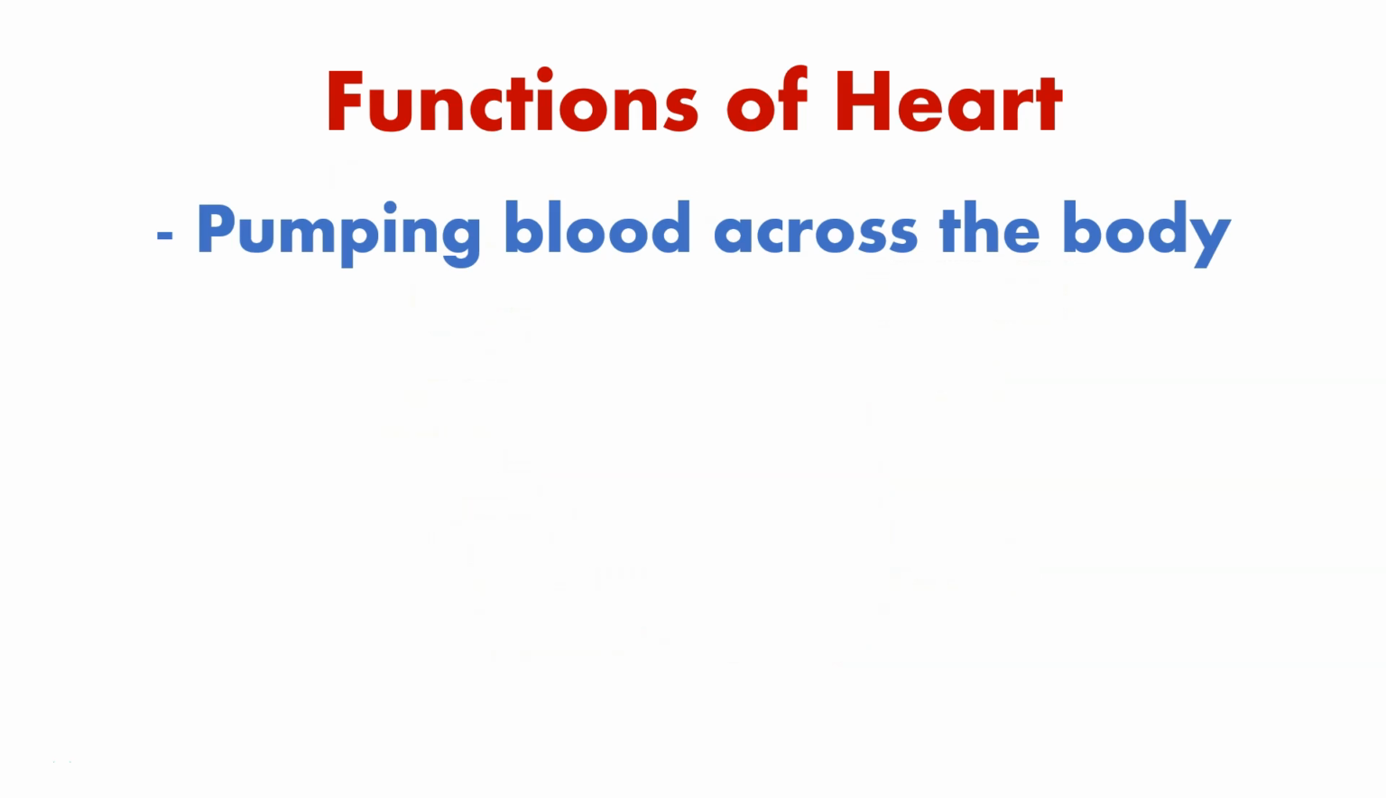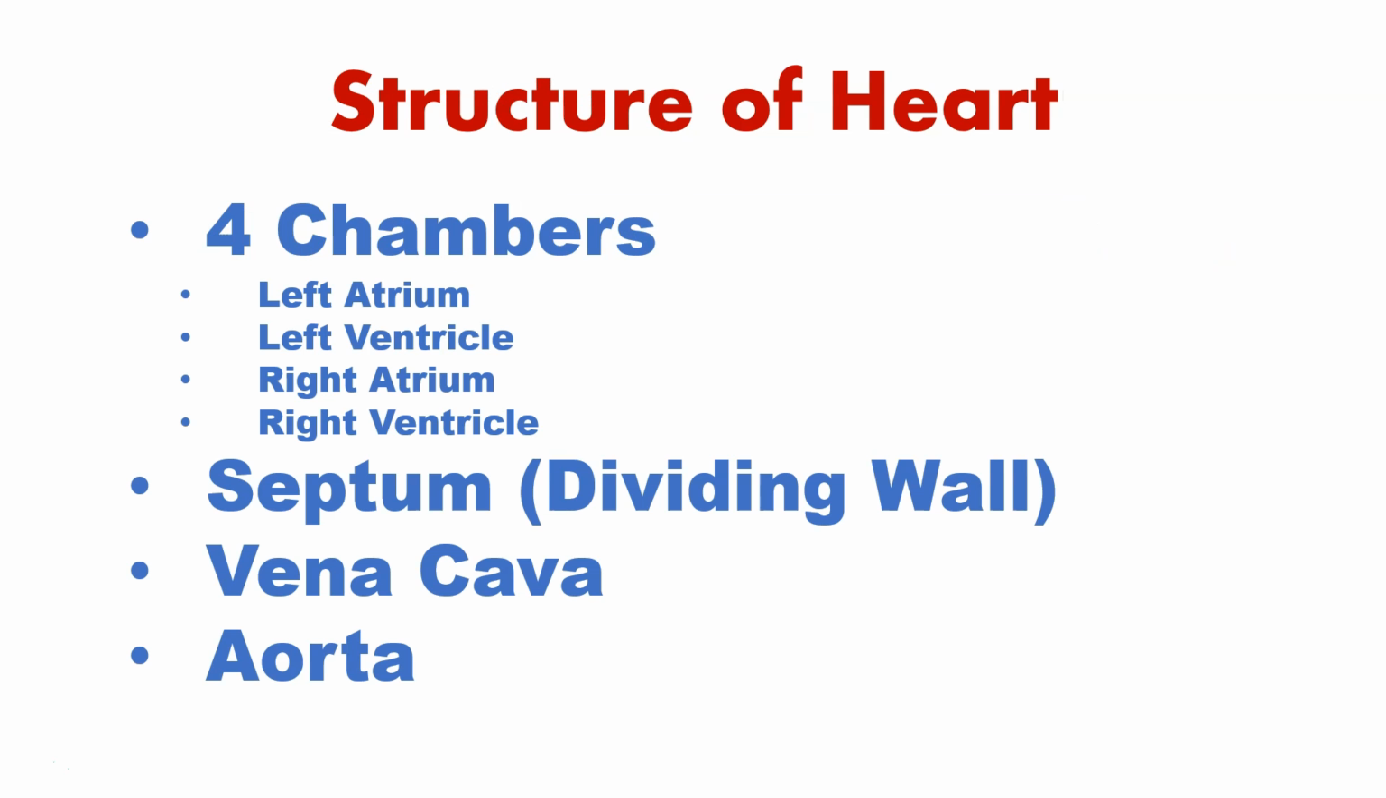So, the heart is a fist-shaped organ that pumps blood across the body. It has 4 chambers: the left atrium, left ventricle, right atrium, right ventricle. It also has a dividing wall known as the septum. It has vena cavas and aortas. We'll be looking into each of these individually right now.